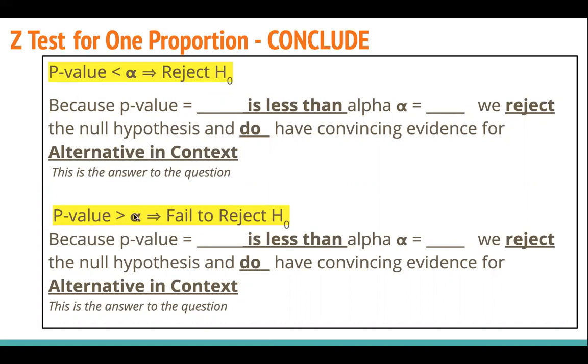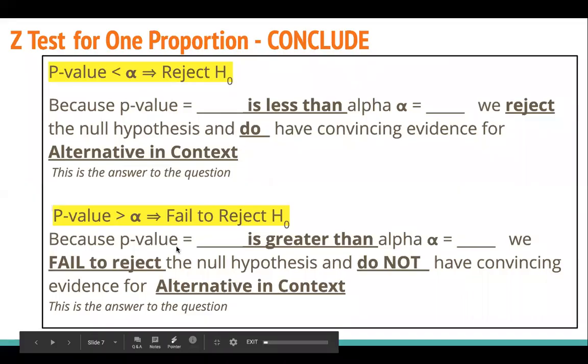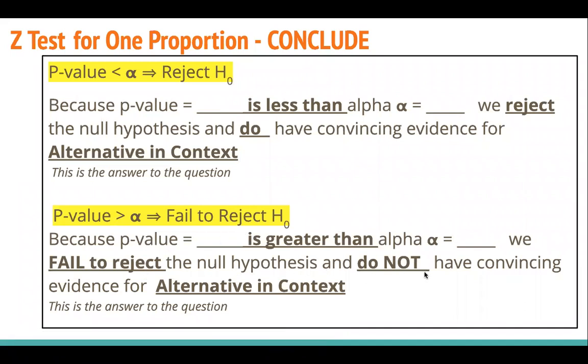Our p-value is greater than alpha. I have a big fish. I fail to reject, right? I keep that fish. Okay, so when our p-value is greater than alpha, we fail to reject the null hypothesis and do not have convincing evidence for the alternative in context.